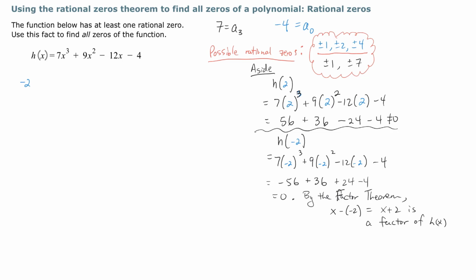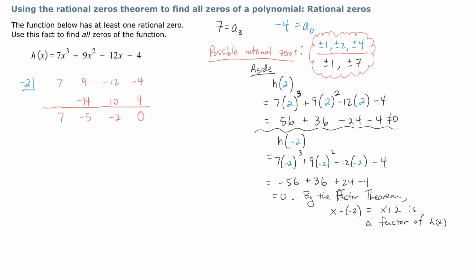So our 0 is -2. Now we'll write the coefficients, 7, 9, -12, -4. We first bring down the 7, and we multiply and add. 7 times -2 is -14. Add it to 9, we get -5. -5 times -2 is +10. Add it to -12, we get -2. And -2 times -2 is +4. Add it to -4, we get 0.